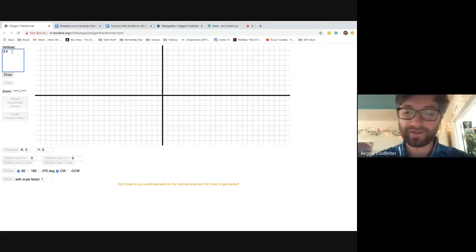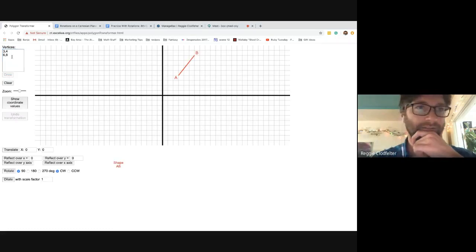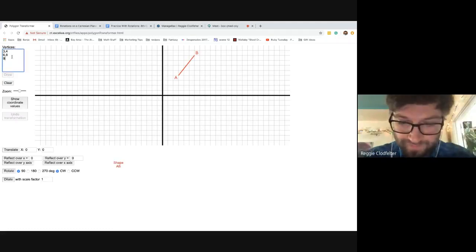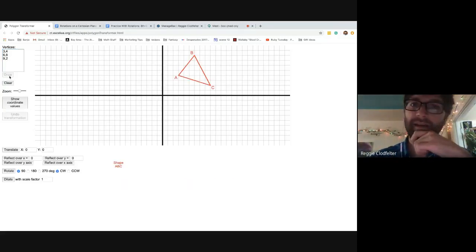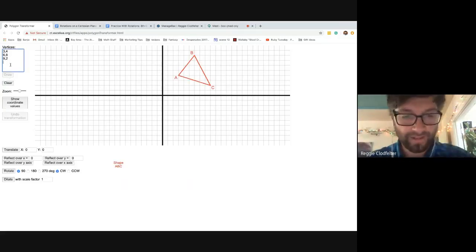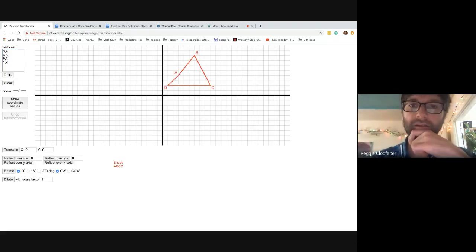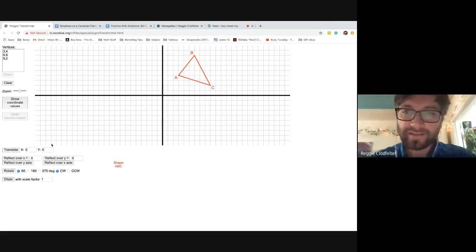You can do 1 vertice. You can do 2 vertices and get a line. You can do 3 vertices, get a triangle, and so on. And they will draw it in the order of A, B, C, D, like so. So anytime you want to change it from a 4 vertice shape to a 3, you got to hit clear and draw.